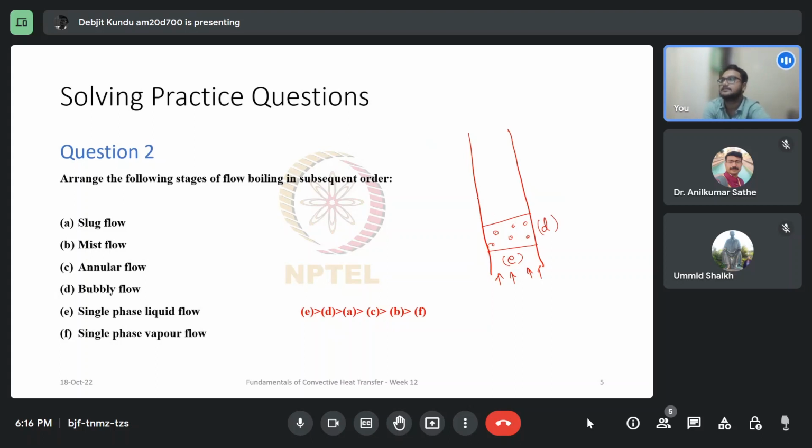In the next stage, these bubbles get bigger and they even coalesce with each other to form even bigger bubbles. So it's basically these big bubbles filled with some spaces of liquid, and this kind of a flow is called a slug flow. So this is option A, slug flow.